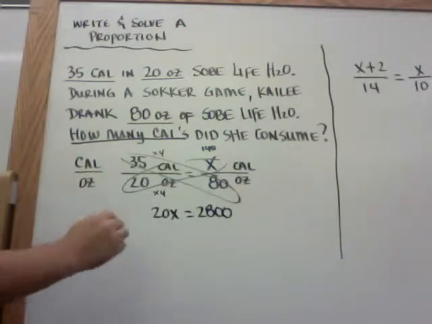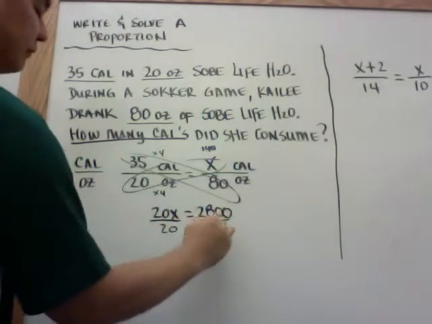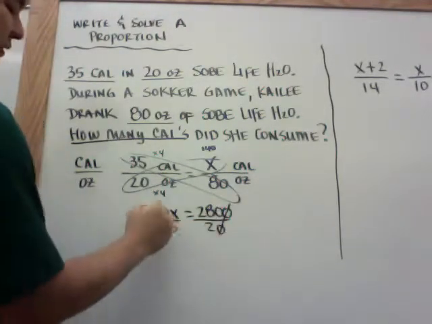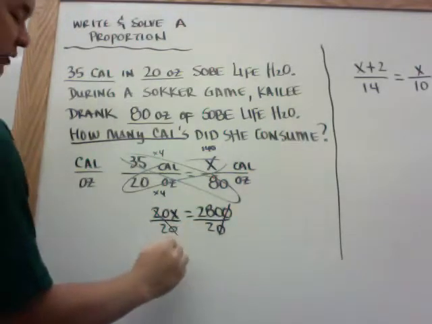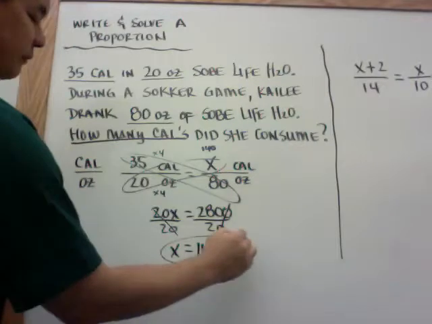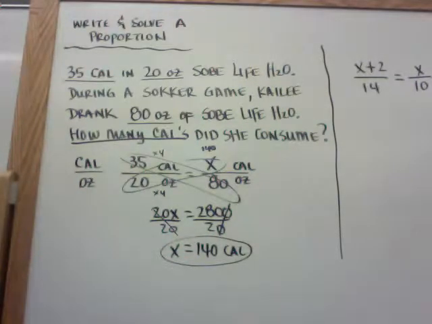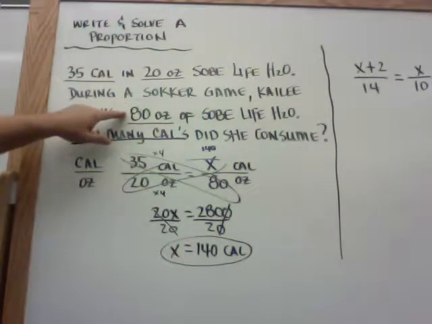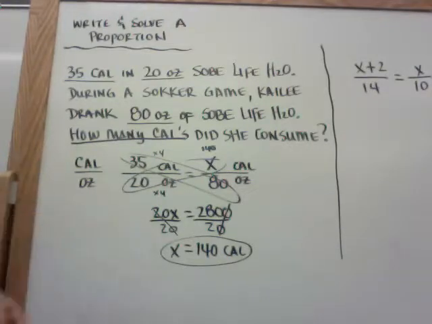Divide both by 20. I can just take out a 0. So 280 divided by 2 is 140 calories. So Kylie, if she drank 80 ounces of Sobe, which is 4 bottles during the game, would have consumed 140 calories.